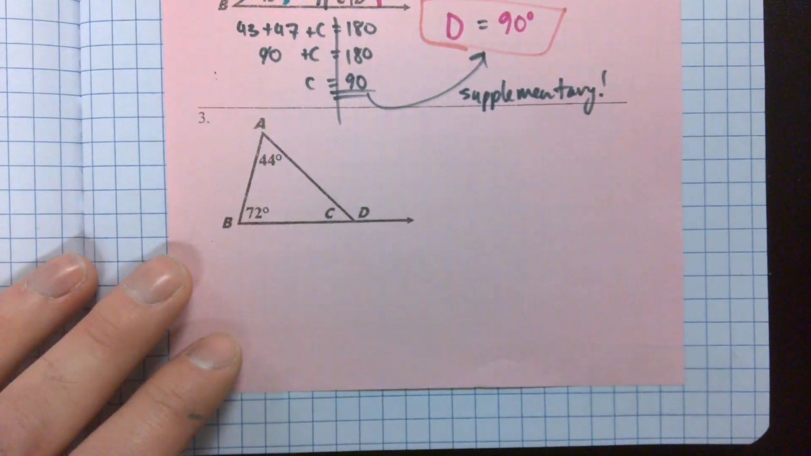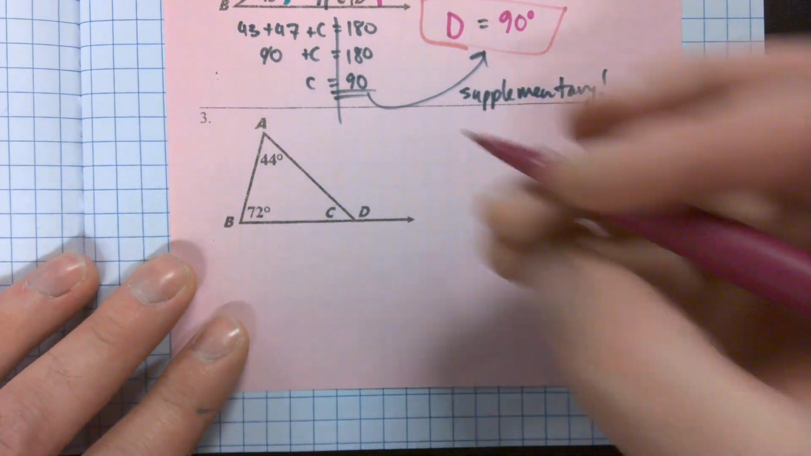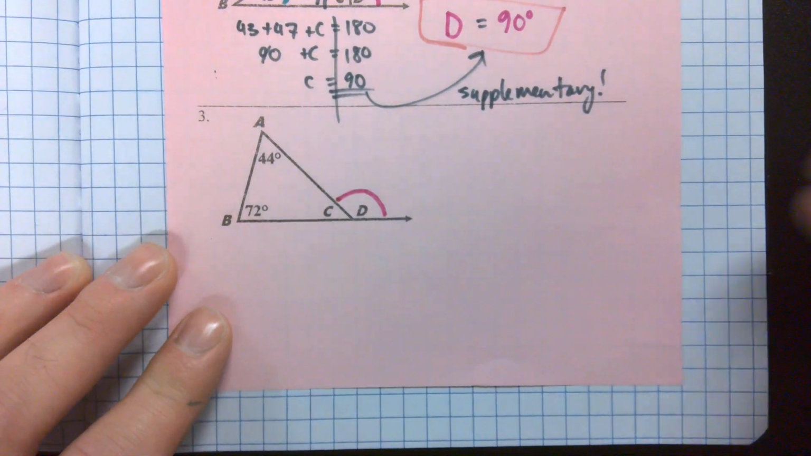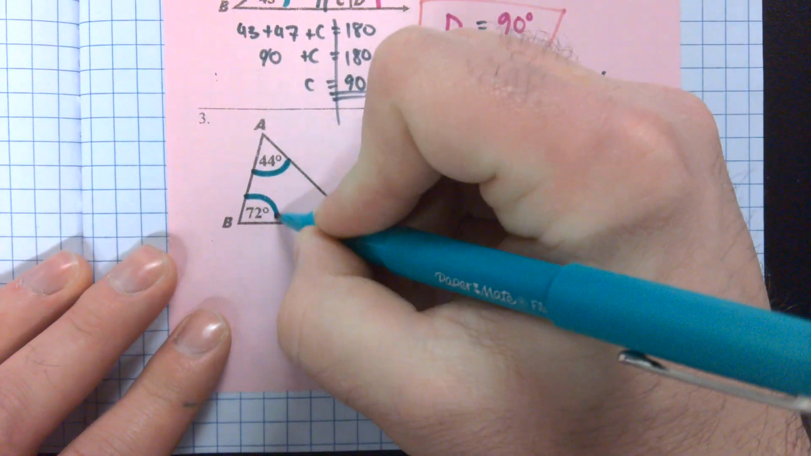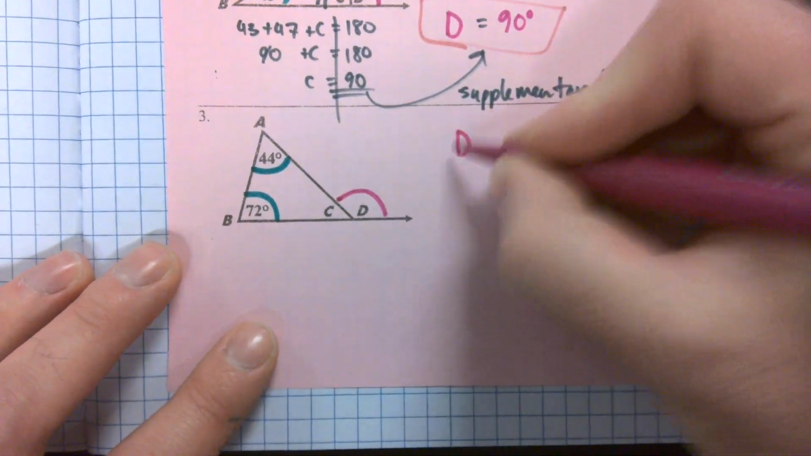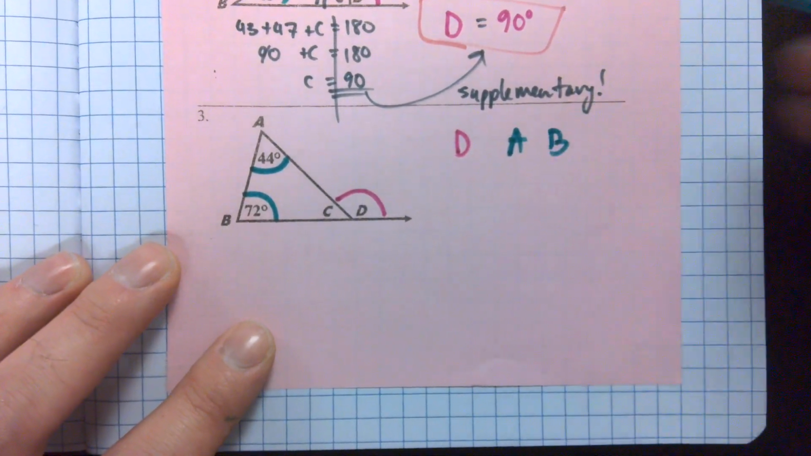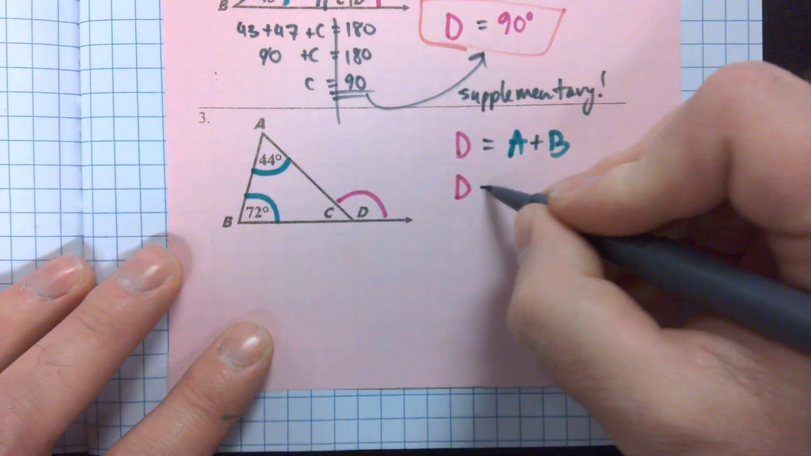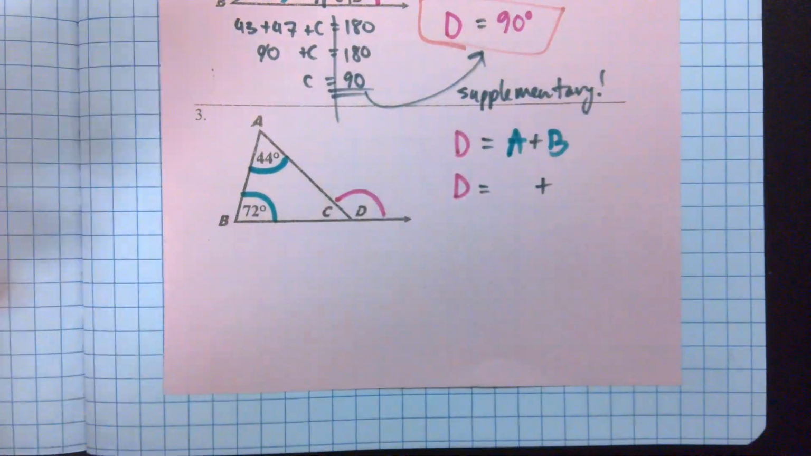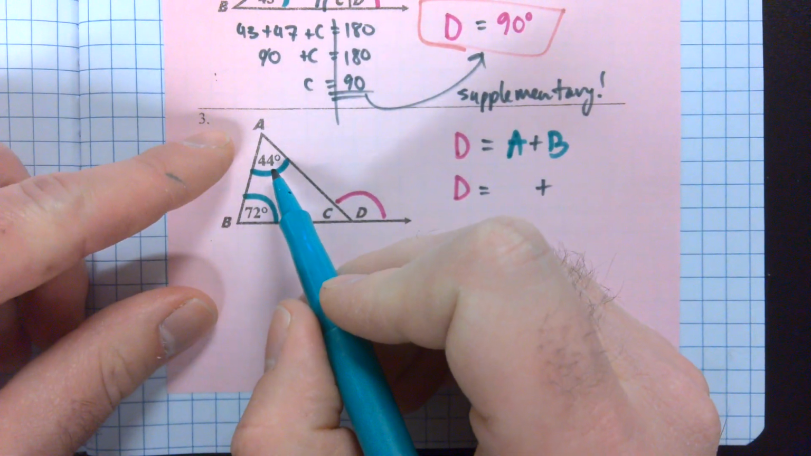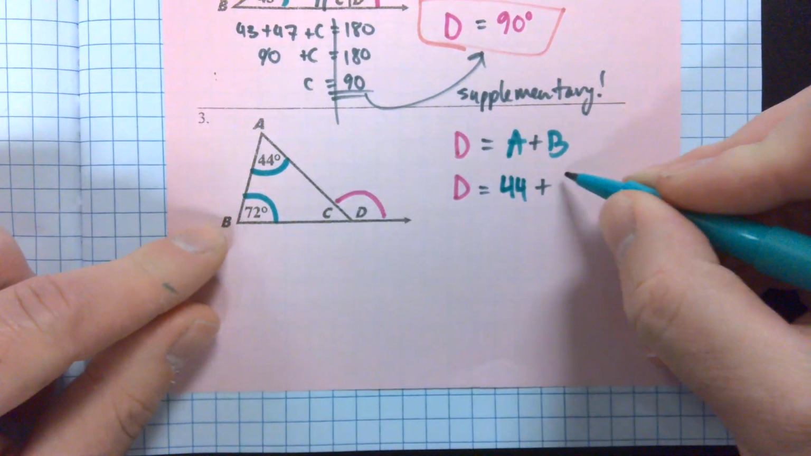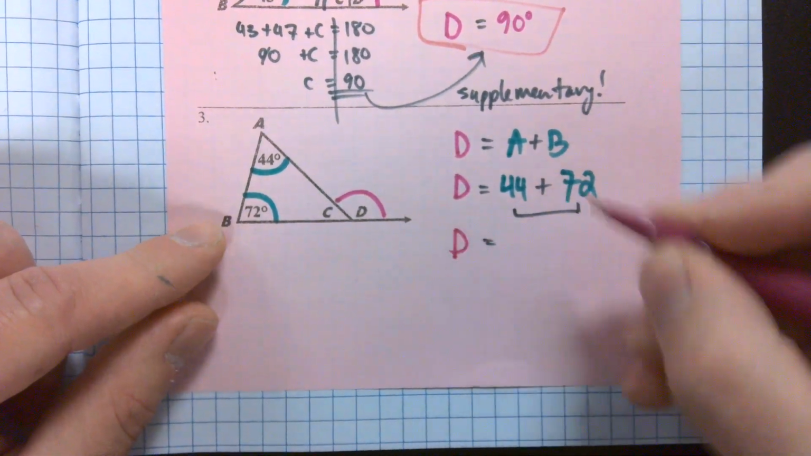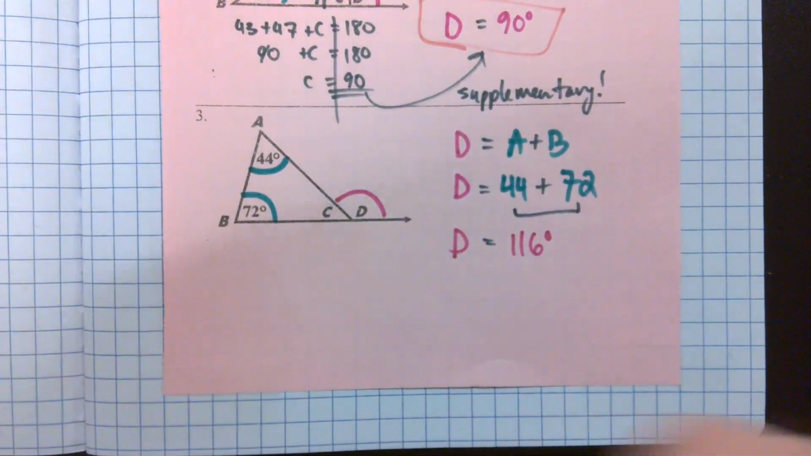What's my exterior angle in number 3? Exterior, D. What are my remote interior angles here? A and B of 44 and 72. D equals A plus B. What can I plug in for A? Doesn't really matter, but just to keep it consistent, angle A is 44 degrees. Angle B is 72 degrees. We add those together, and what do we get? 116 degrees.